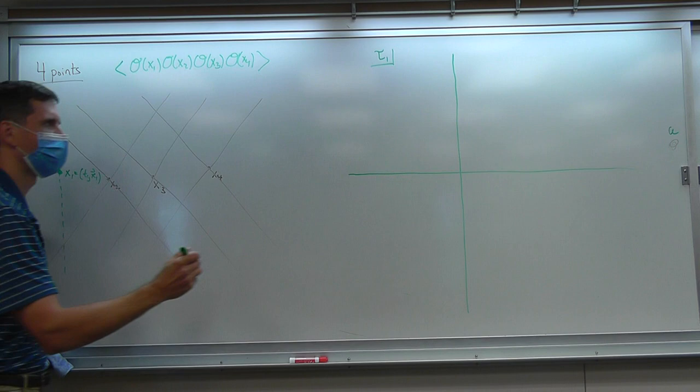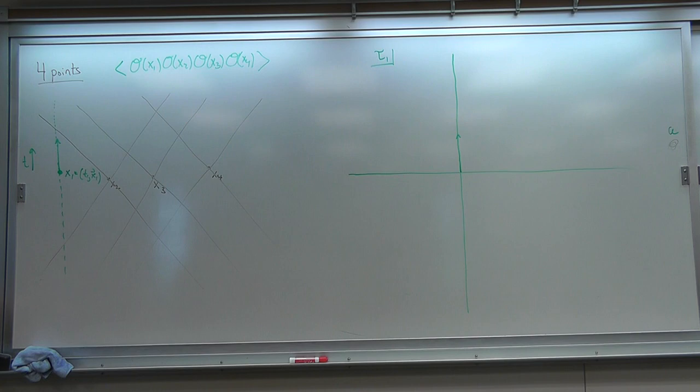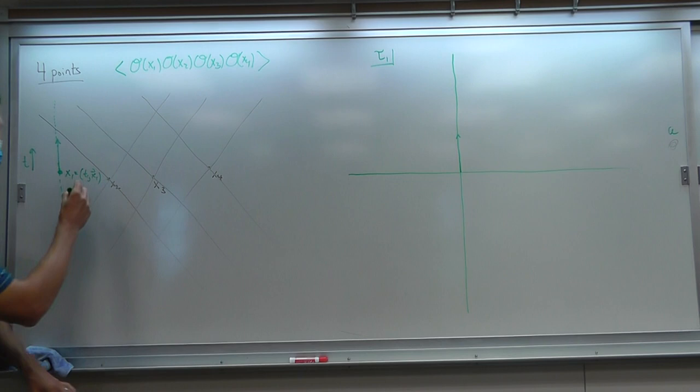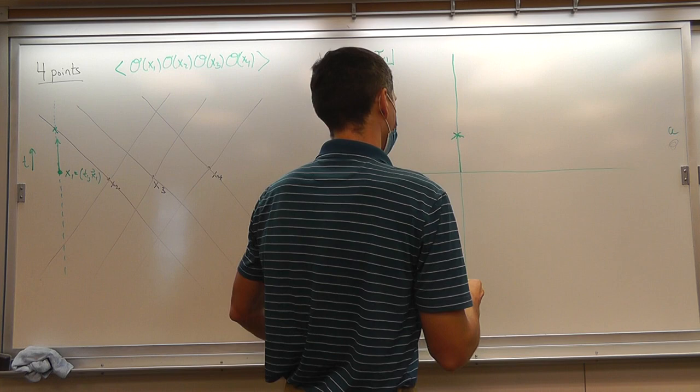But just as we saw for the two-point function, if we move into Lorentzian, if we move along this direction, that corresponds on the tau1 plane to going up the imaginary tau axis. This is a Lorentzian picture where t runs up, and that corresponds to t running up in this picture because that's imaginary tau. And when this point hits the light cone of one of the other insertions, that's going to correspond to a branch point on the tau plane.